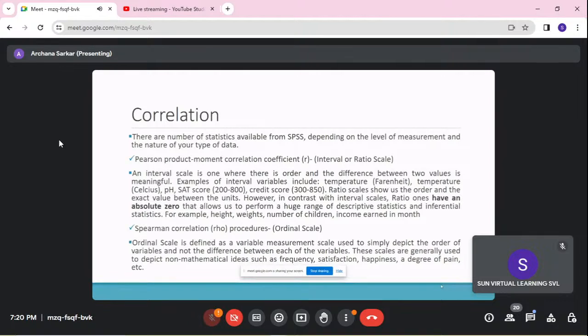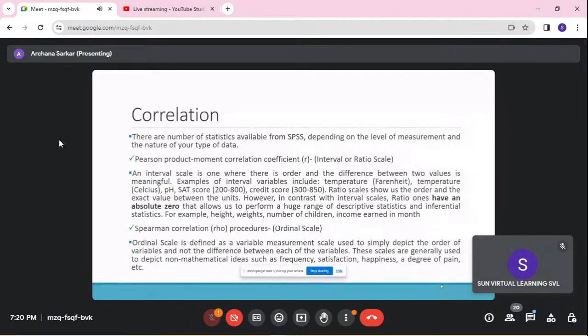But again, as I told you yesterday, in the majority of cases, we mostly use parametric tests, like the t-test, ANOVA test, or the Pearson product moment correlation. So we do not generally calculate the Spearman correlation. Now, what is this Pearson product moment correlation coefficient? The correlation is indicated by r.